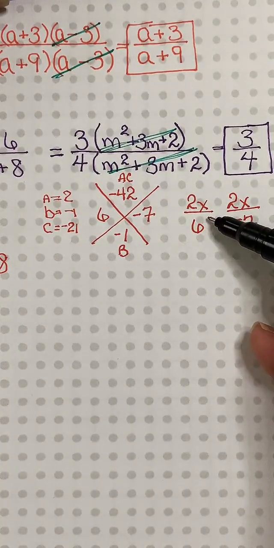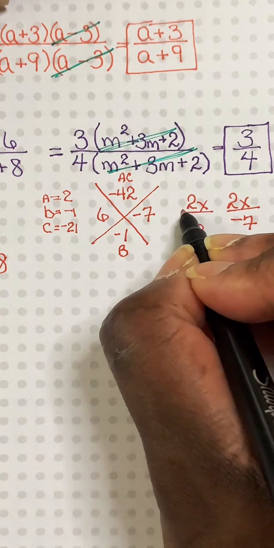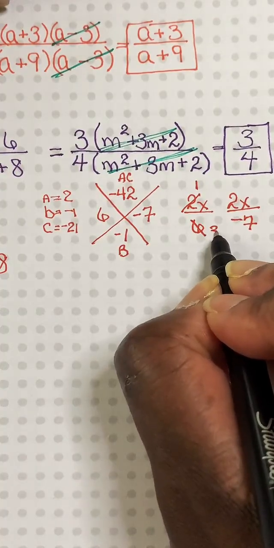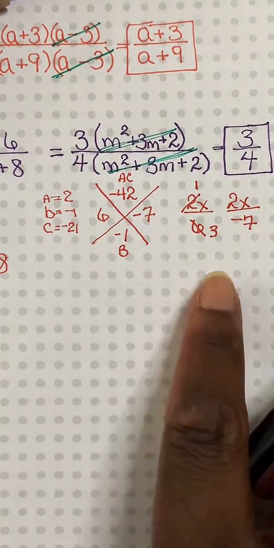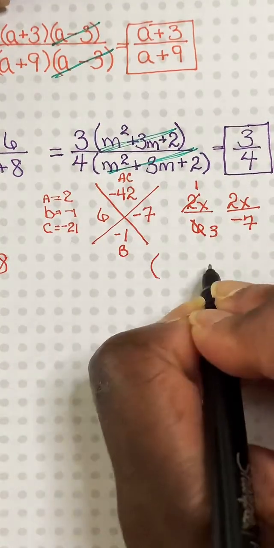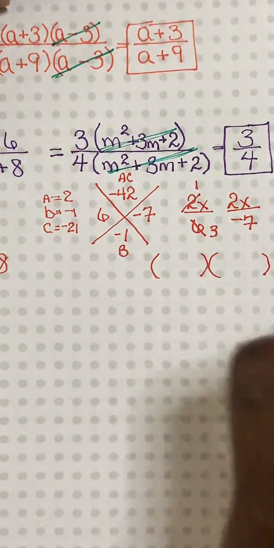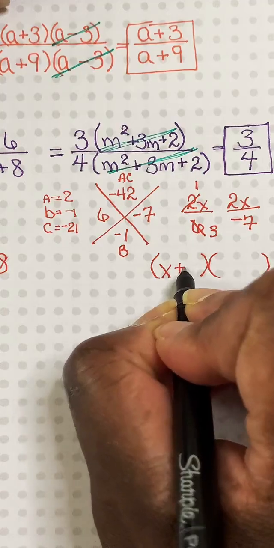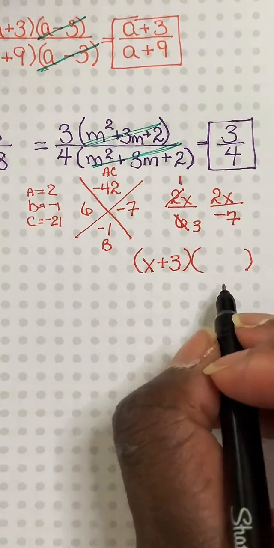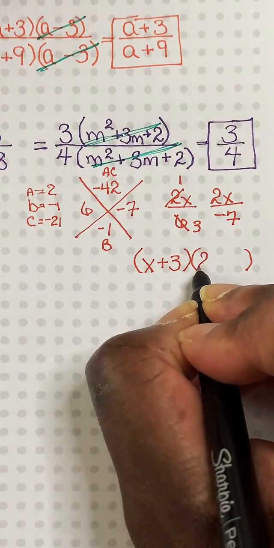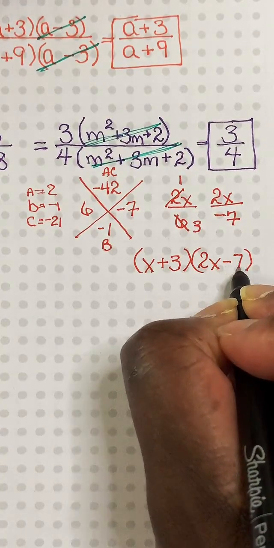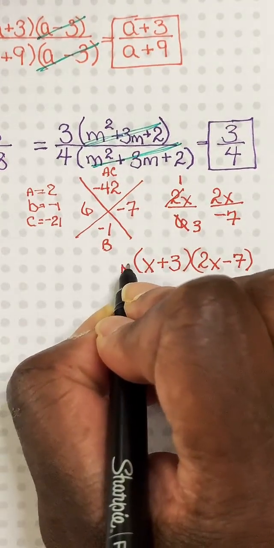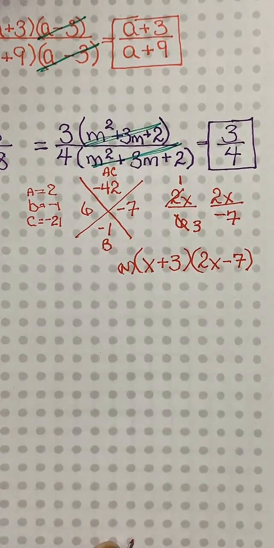So this first one, I need to reduce. I can reduce it by 2. So this 2 is now a 1. And this 6 is now a 3. So if I want to factor this, my first parenthesis is going to be 1x, or x, plus 3. And my second parenthesis is going to be 2x minus 7. So this, I'm just going to put the n to remind me that that's my numerator.